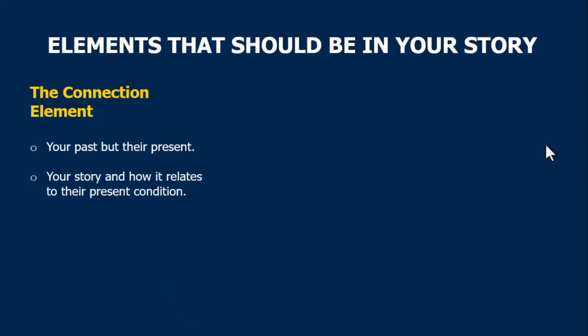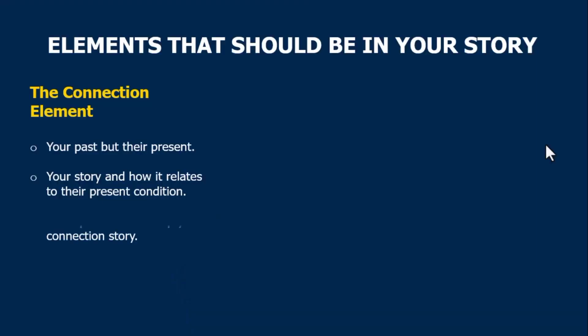And the second thing that should be in your connection element is your story and how it relates to their present condition. So you don't go on telling them about your mom, your dad, your cat, your dog. You're telling them about your weight loss story, how you struggled with weight loss, how it affected your health, how it affected your heart. Just all the stories that are connected to that weight loss, that's what you'll be telling them. So that by the time they are listening to you, they're like, oh, I think this person is like me. This is just exactly what I'm going through right now.